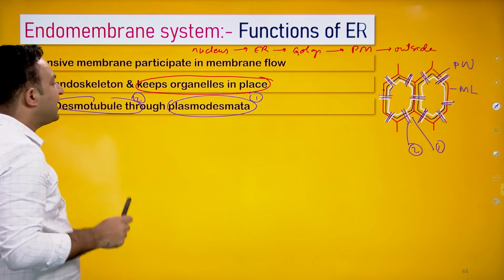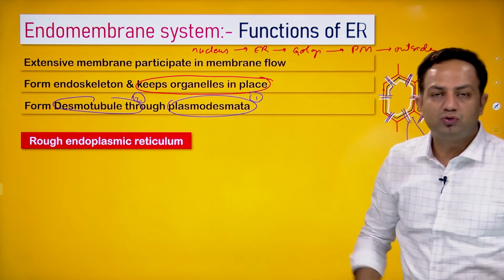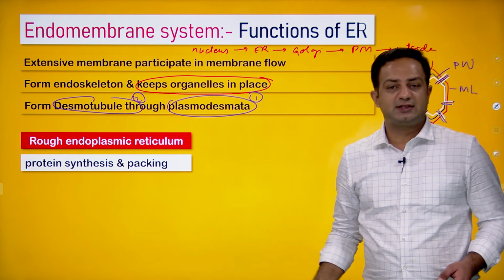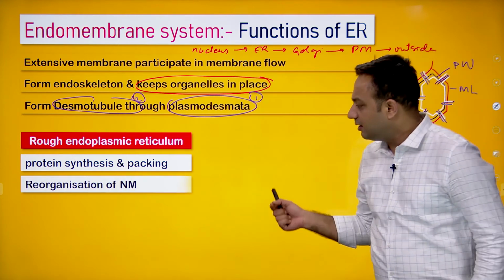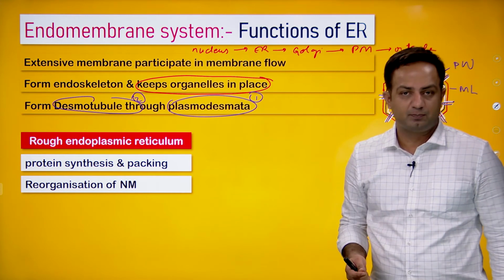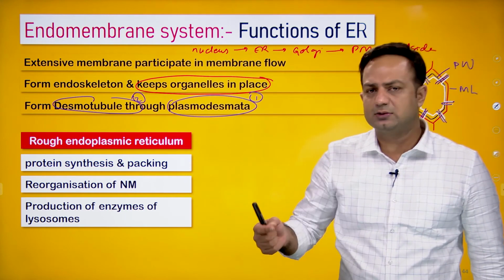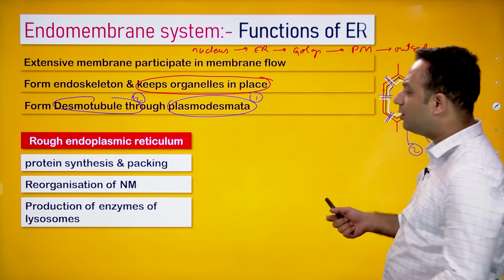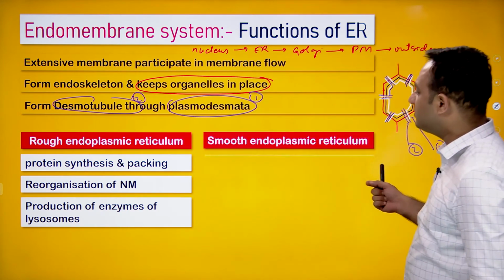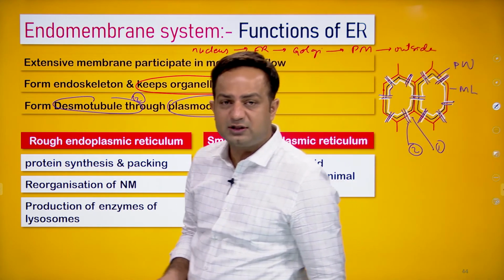The other things, let's separate the functions into rough and smooth endoplasmic reticulum. The rough endoplasmic reticulum is known for protein synthesis and packing, and reorganization of the nuclear membrane after the completion of cell division. In the same way, production of the enzymes of lysosomes. Lysosomal enzymes are proteins. They are made on the rough endoplasmic reticulum by ribosomes. The smooth endoplasmic reticulum is related to functions like lipid synthesis and steroid hormone synthesis.